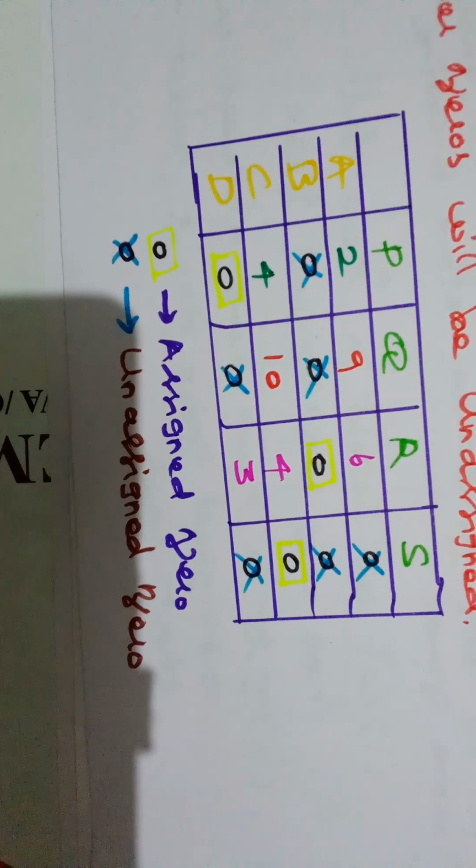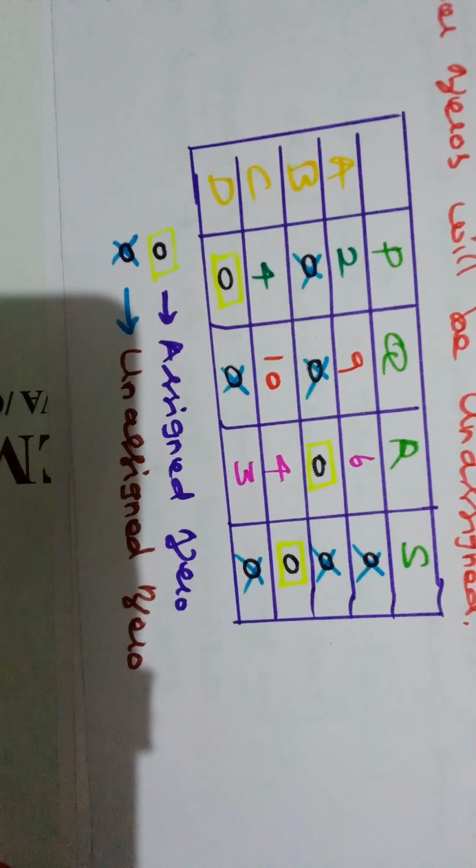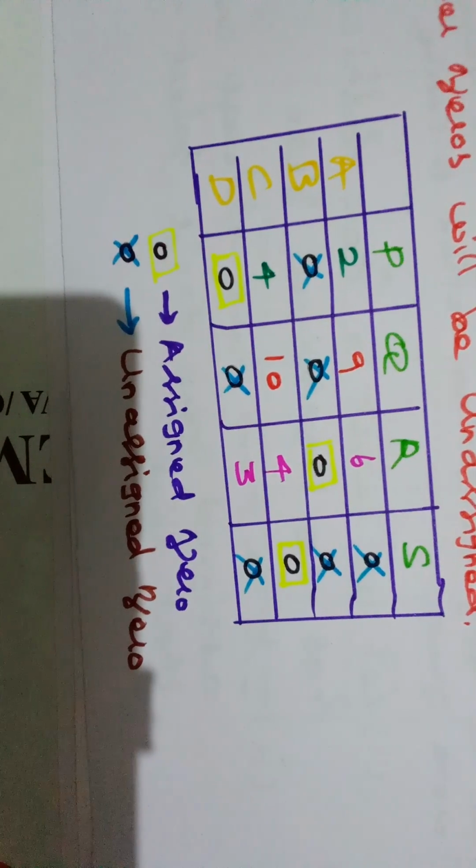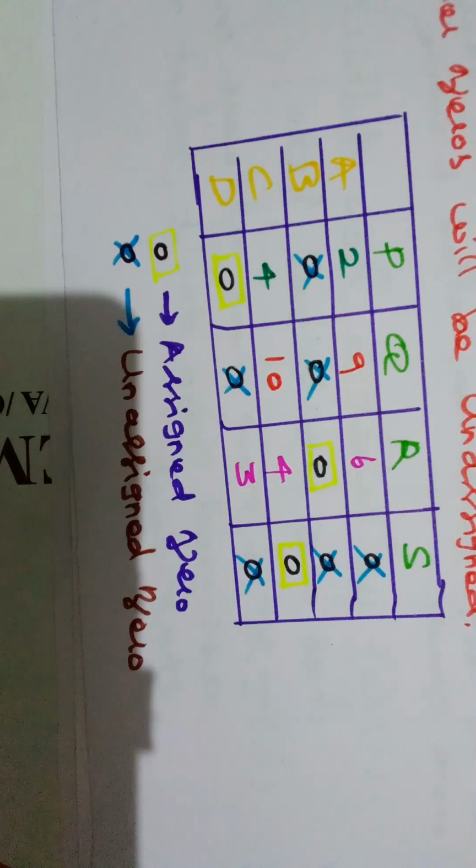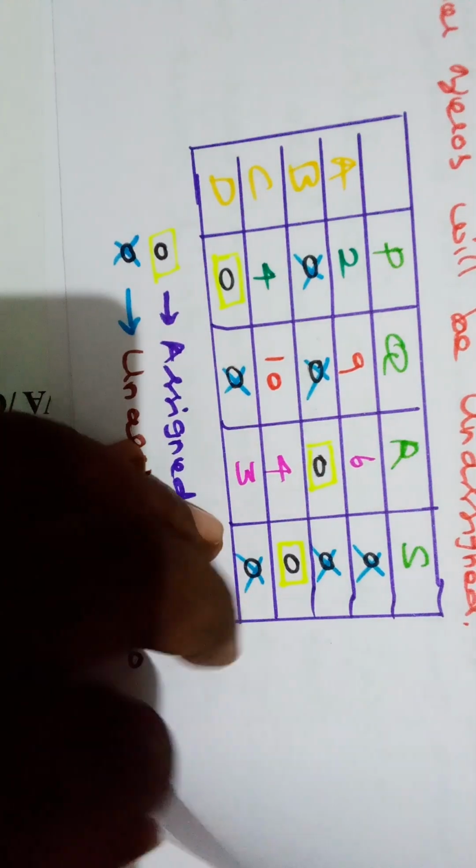Okay, now I'm going to count how many assigned zeros are available in that place. Only three, from BR, and then CS, and then DP. These are the three places. Okay, now go to the next one.